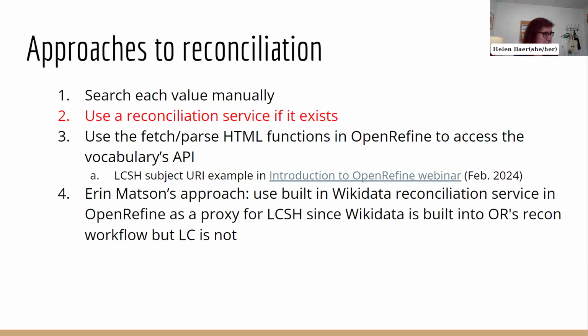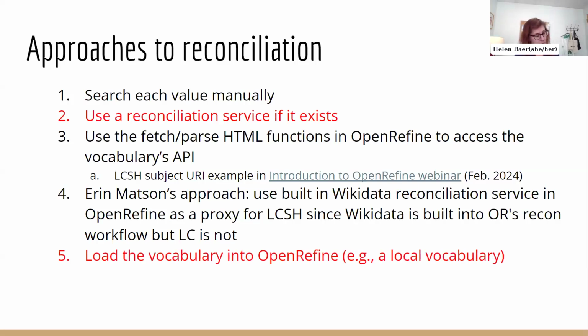There's another approach recommended by Aaron Matson, who works in Chicago. Because, sorry to say this, there's no Library of Congress reconciliation service for OpenRefine, she has been experimenting with using Wikidata to come at it from a different angle, because Wikidata is built into OpenRefine's recon workflow, but LC doesn't have that service. So that's another very creative approach, and I would actually love to see her present a webinar about how that works. And then finally, if you are working with a certain type of vocabulary, perhaps a local vocabulary, you can actually load it into OpenRefine and do your comparison and matching that way.